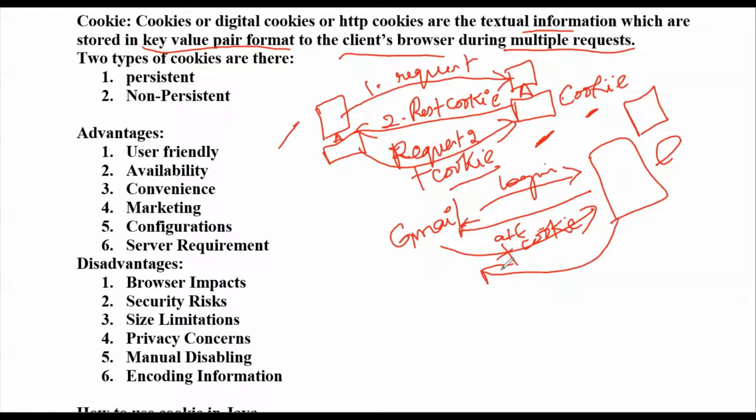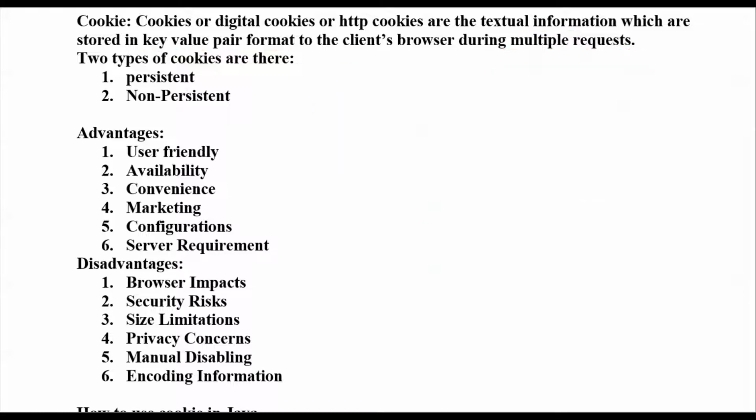Now there are two types of cookies. The first one is the persistent cookie and the second one is the non-persistent cookie.